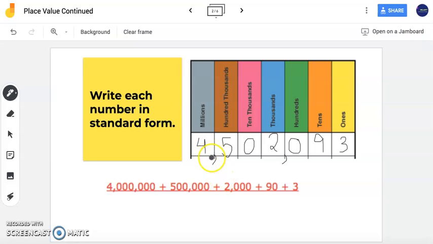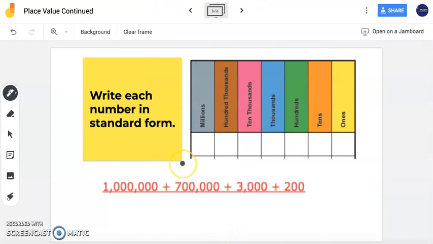So here I have 4,502,093. And that is my number in standard form. So your answer to this problem, you can simply write as this again, 4,502,093. Notice I put that comma there. And that is all you need to do. Your goal is to take that number that's in expanded form and write that same number in standard form.